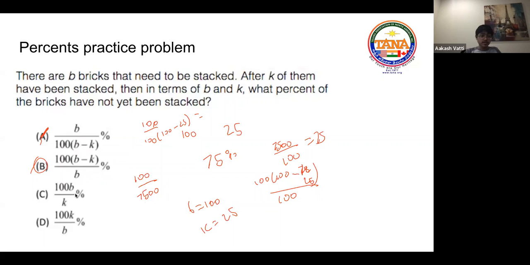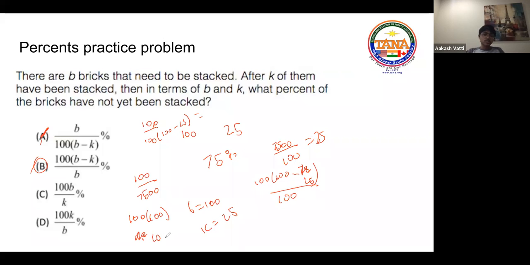Do you guys want me to go over C and D? All right. Yes, the values of B and K can be any number. However, I would recommend doing 100 and 25 because there are just simple values to work with.